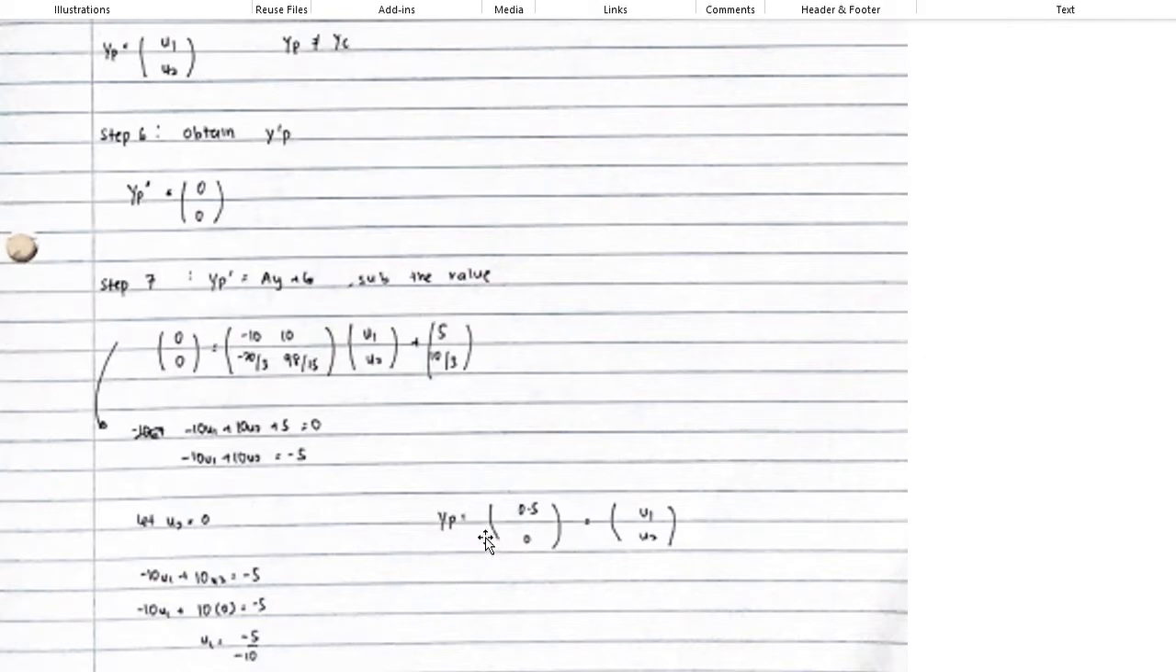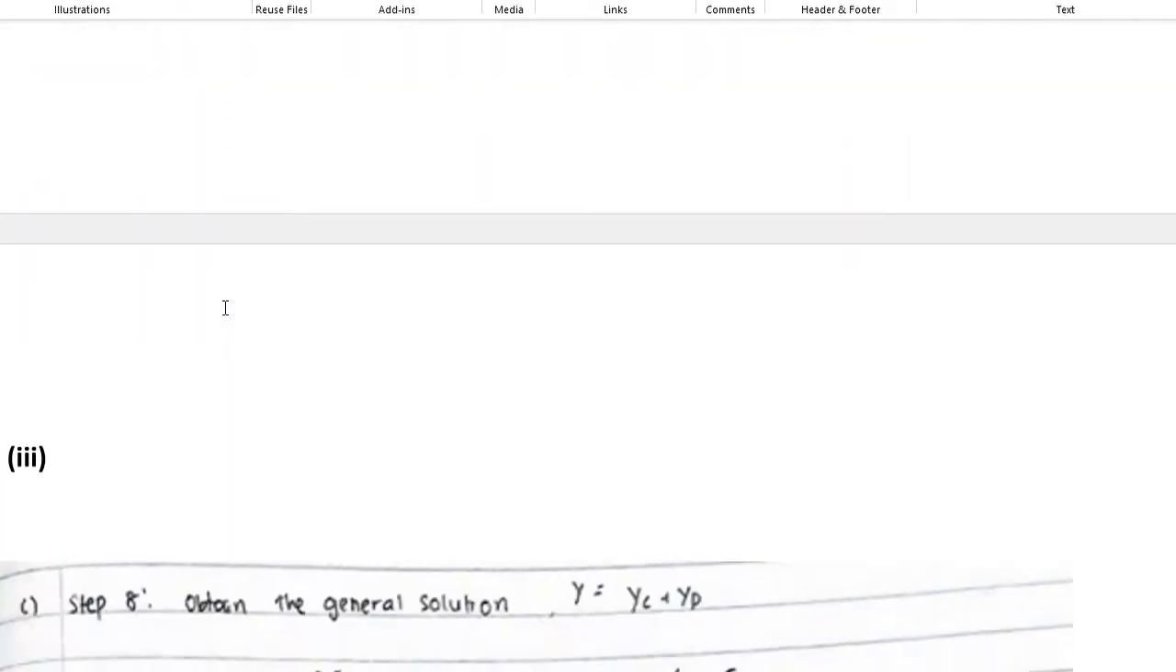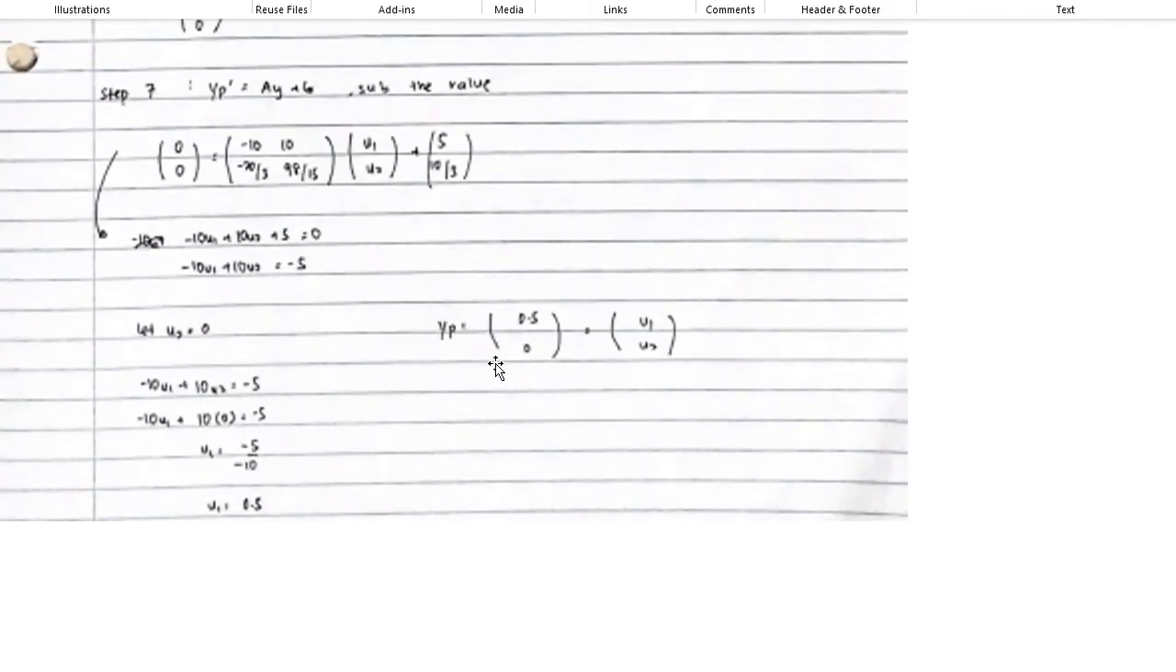Then YP is equal to u1 and u2, 0.5 and 0. Or for an easier way to understand, u1 is equal to 0.5 and u2 equal to 0. So this is for step 7. This is YP.